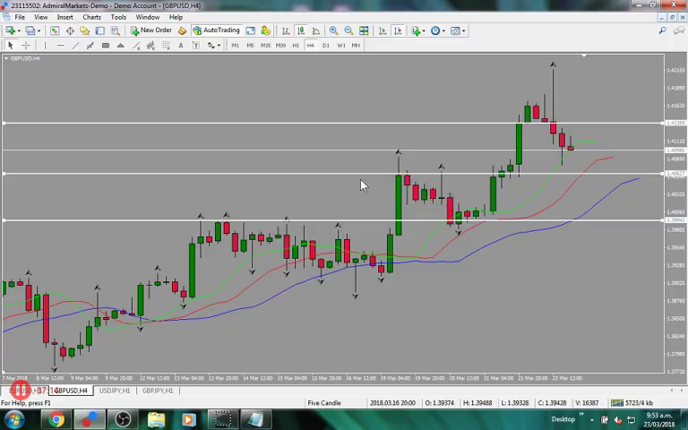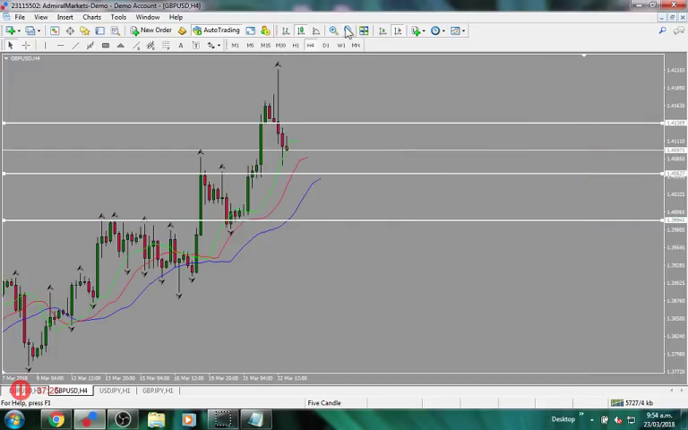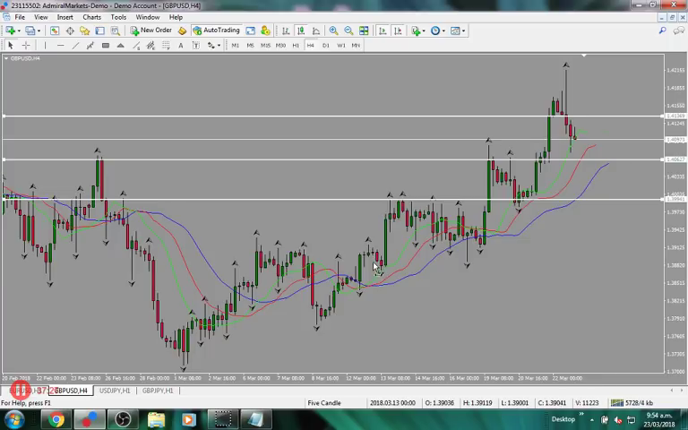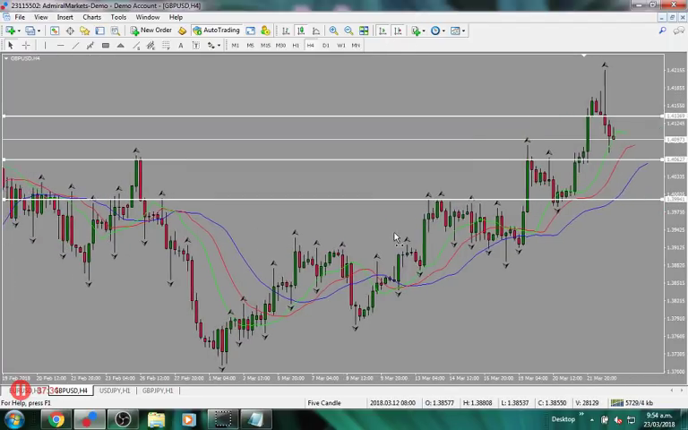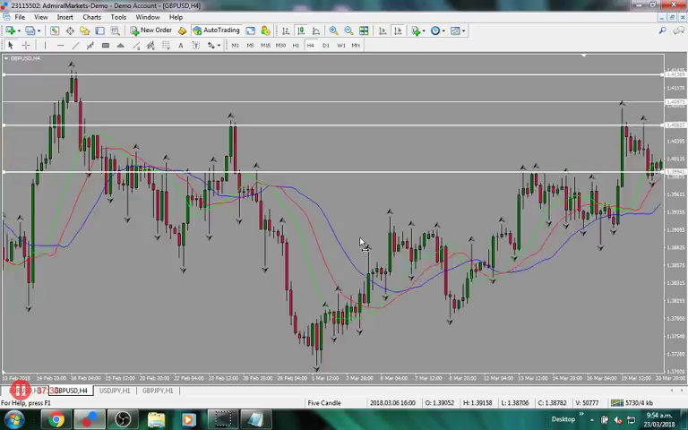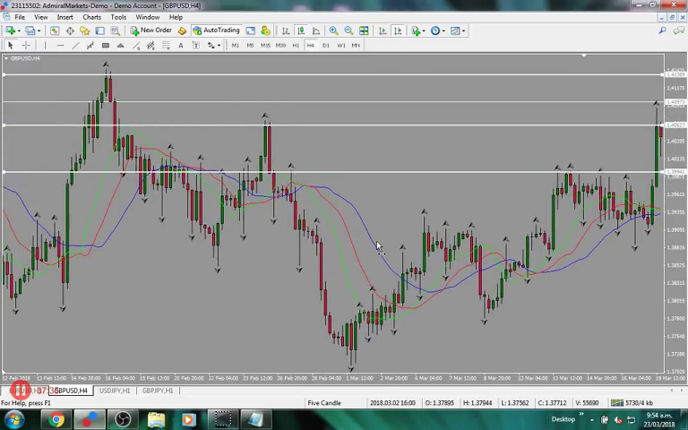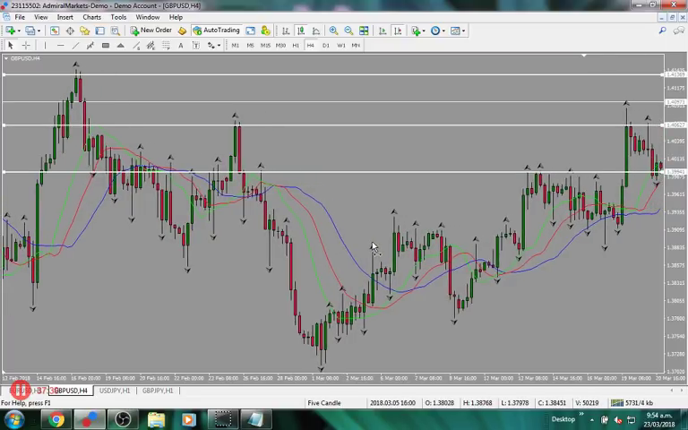So how do you then set your targets and where do you set your stop losses? Well, again, you go back to your horizontal support and resistance levels. So in this situation, we've mapped out our levels already.